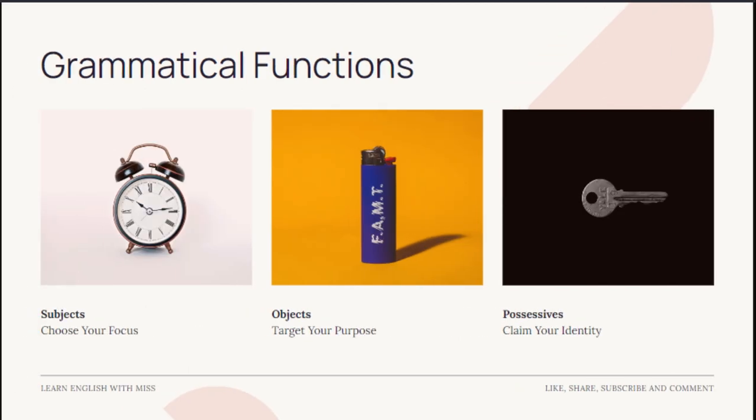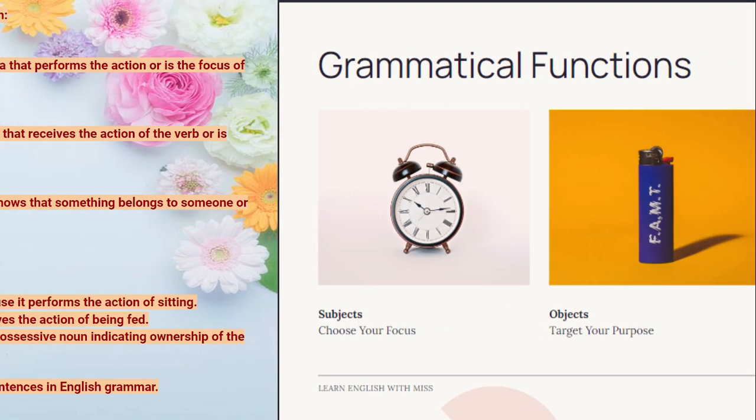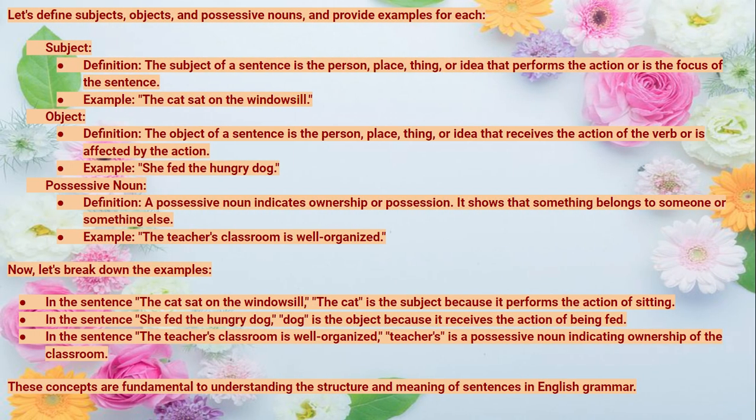Here are some grammatical functions of nouns. Subjects, they help you to choose your focus. Objects, they help you to target your purpose. And possessives, they help you to claim your identity. Now, you might be wondering how. So let's dive deeper and learn how we can do all of those things.